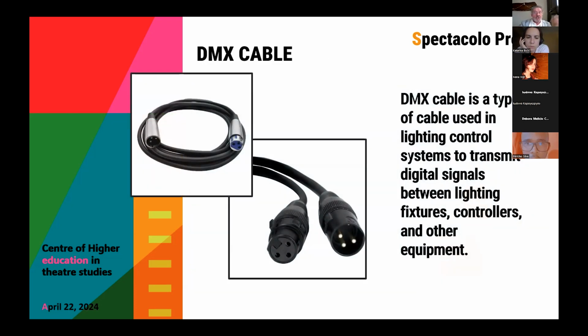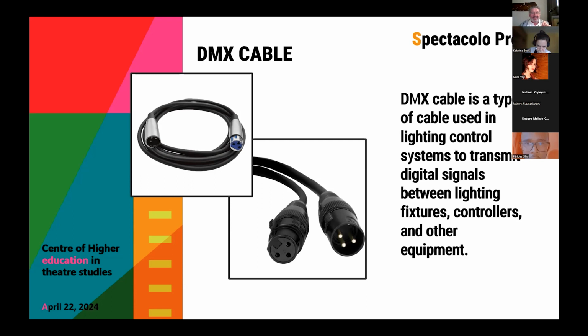So now, what is happening with the DMX cable? A DMX cable is a type of cable used in digital lighting control systems to send digital data between controllers, lighting fixtures, and other pieces of equipment. DMX, I repeat once again, comes from digital multiplex. It's a cable for digital components.